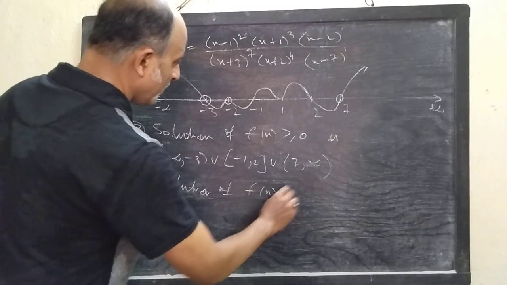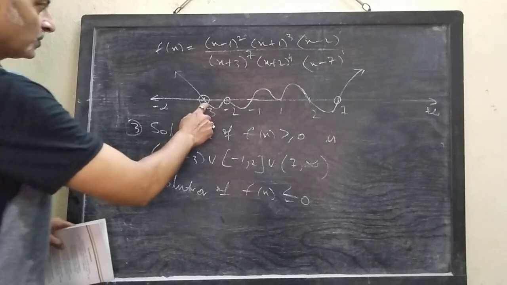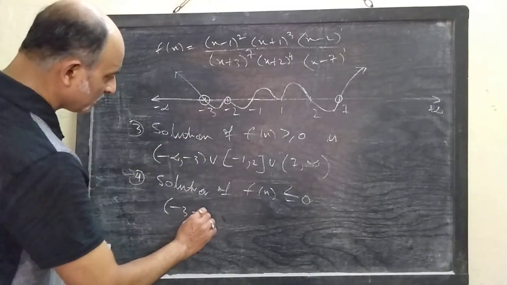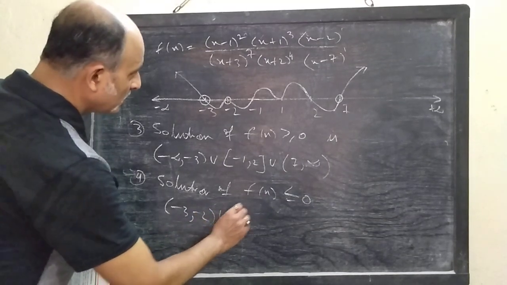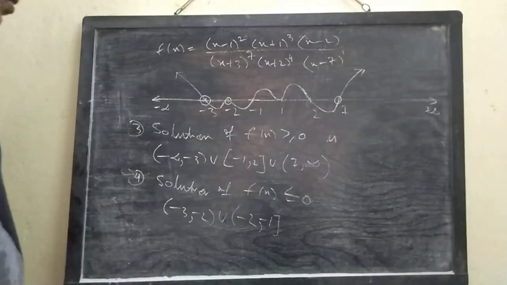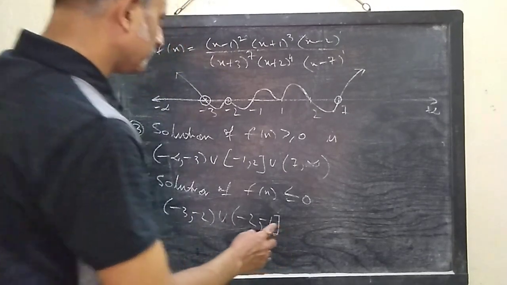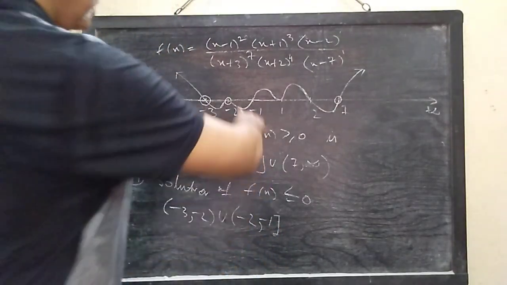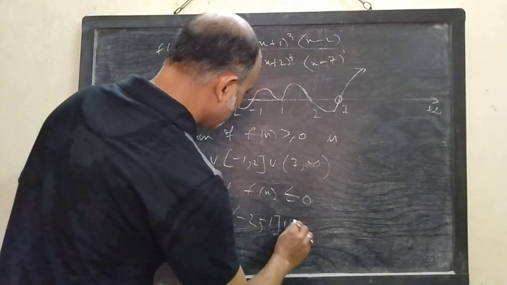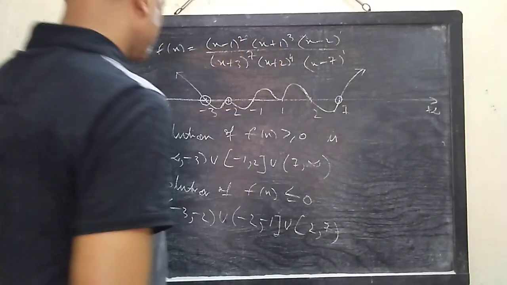Number 4. Solution of f(x) less than or equal to 0. Minus 3 cannot be within the solution. Minus 2 also cannot be within the solution. Union minus 2 to minus 1 will be closed because minus 1 can be within the solution. This is a closed interval. Minus 1 will be closed. Then it goes upward. So this will be excluded now from this point. Union closed 2 to 7 open.